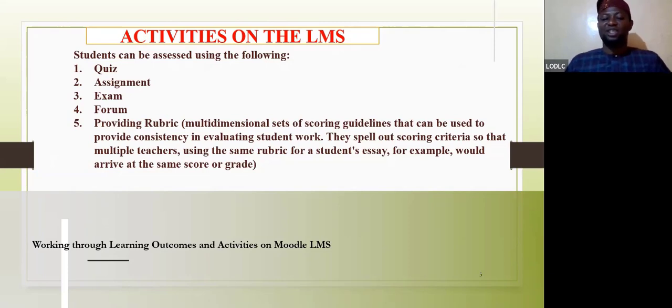Rubrics are a multi-dimensional set of scoring guidelines that can be used to provide consistency in evaluating students' work. When the instructor provides a rubric, students mark their peers. So the rubric is just like a guideline that the students must follow to mark their peers. They cannot mark themselves unless the instructor instructs the computer that students can also mark themselves, because they have the rubric already, the guideline to follow, the scoring grid to mark their peers. So that is that about the rubric.